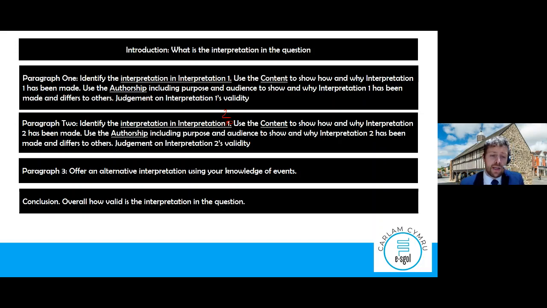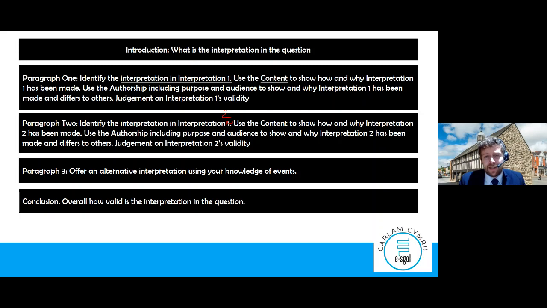Whilst paragraph 3 then is you offering that alternative interpretation using your own knowledge of events, fleshing it out using specific facts, specific details that you know of. And then conclusion is your overall summary.